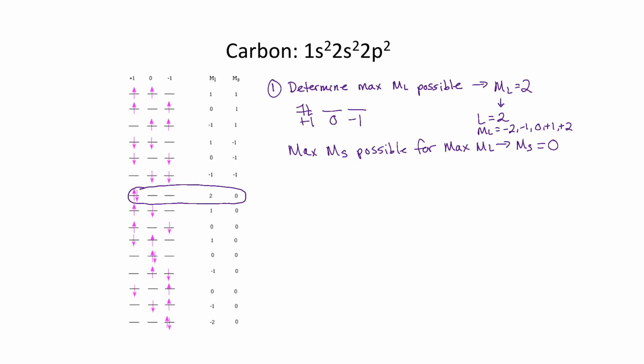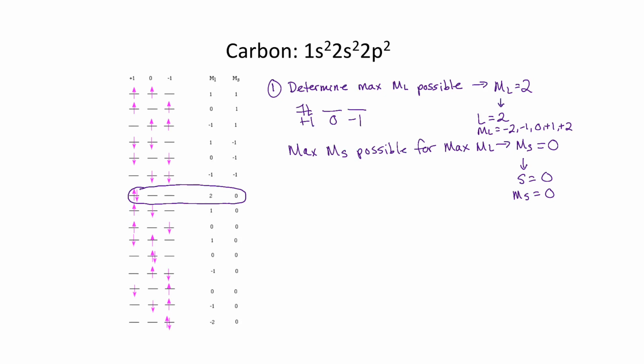Okay, so we'll do the same thing with our m sub s. So we know we have a maximum m sub s of 0, so that tells us that our maximum s that we can have in this situation is 0. Okay, with an s of 0, we know that our possible m sub s options can only be 0, right? So we just have that one possible value there.